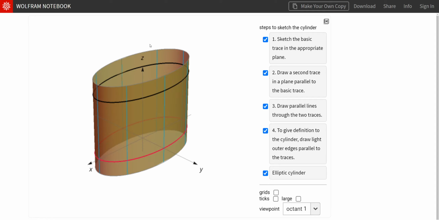This one, again, isn't the one that we just drew. Ours was in the YZ plane and then extruded along the x-axis. This one is the XY plane extruded along the z-axis. Ours was missing the x variable. This one would be missing the z variable.